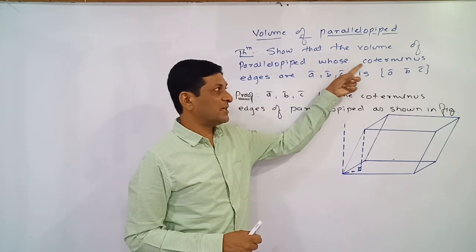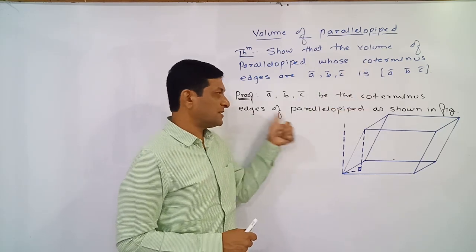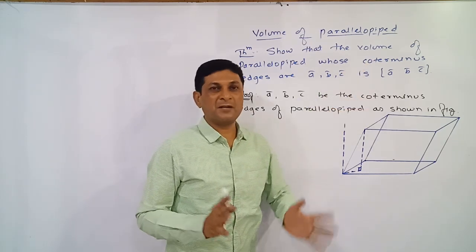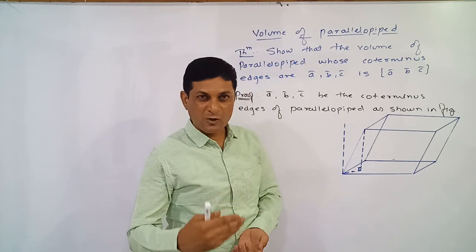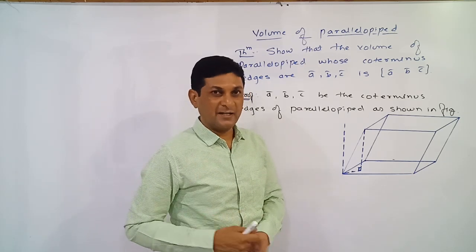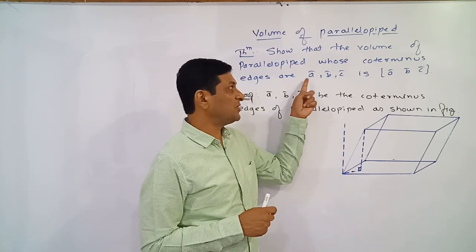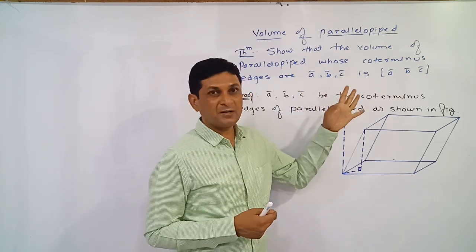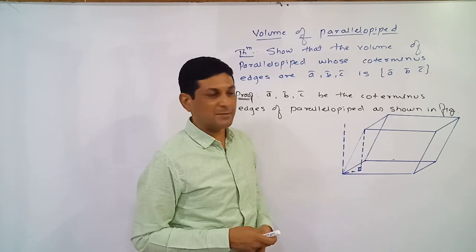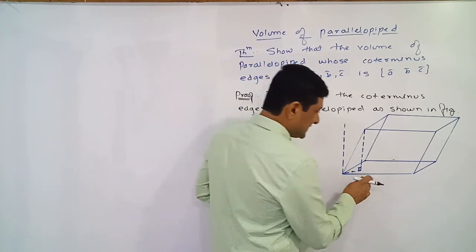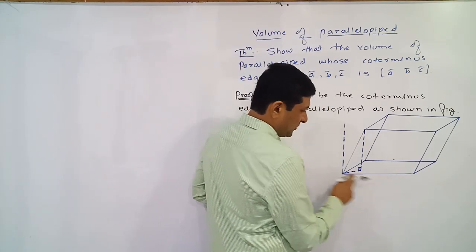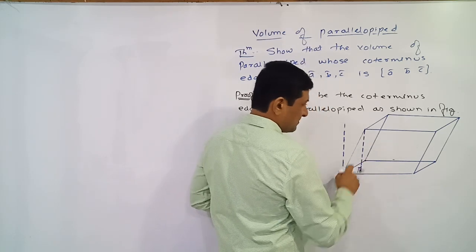According to the given condition, a bar, b bar, c bar are the coterminous edges of this parallelepiped. We know that a parallelepiped is also called a cuboid. A parallelepiped has how many edges? 12 edges. So we have considered three edges. Coterminous means their initial point is the same. So here let us consider that this will be the initial point. These are three edges of the parallelepiped.